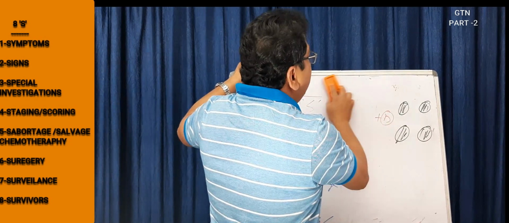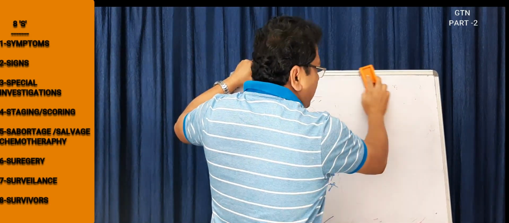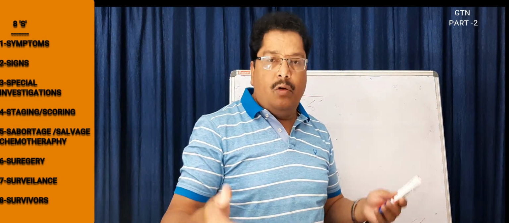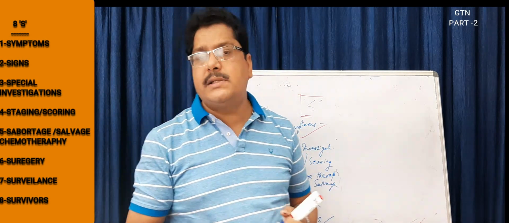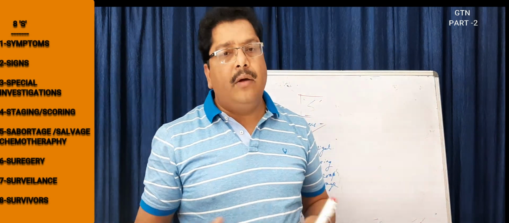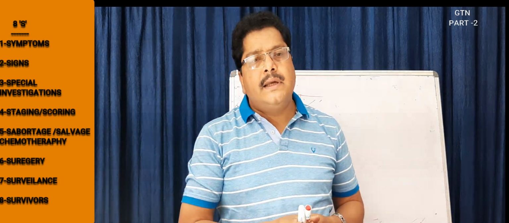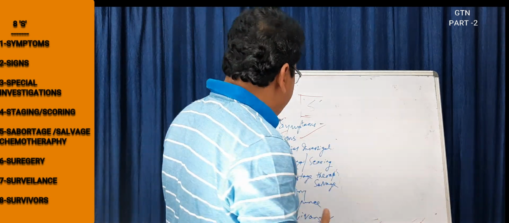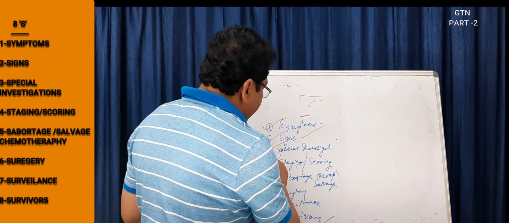And the supporting investigations for the chemotherapy we have to go for. As we are planning for the chemotherapy, we must do the renal function test, the liver function test, and the CBC to know the status of the hematopoietic lineage, and all these things we have to do before going for the chemotherapy. That is a separate thing. Then something on the staging or the scoring.